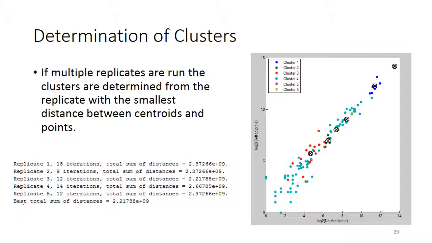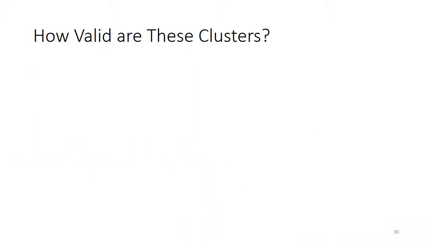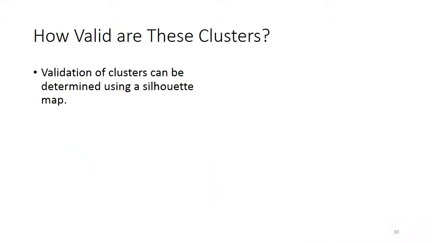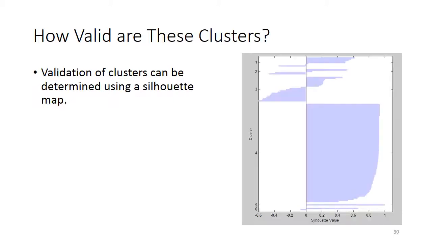We can see here that we have 6 clusters. They're not distinct as some of them run into others. And since some of these clusters run into others, we want to know how valid these clusters are. So we can validate these using a silhouette map. This just assigns every point in its cluster a value between -1 and 1, depending on how well suited that point is to that cluster.